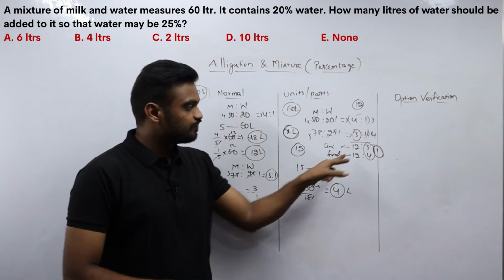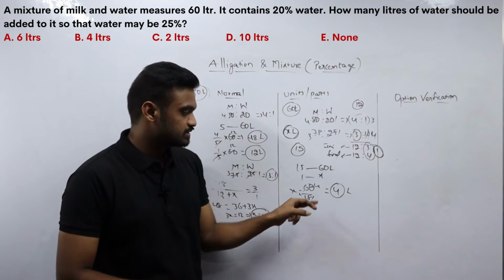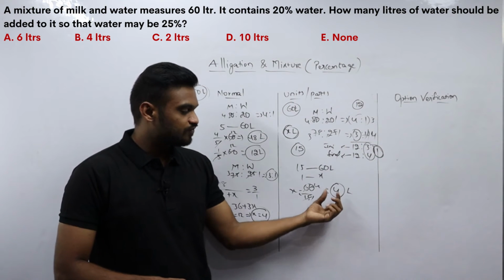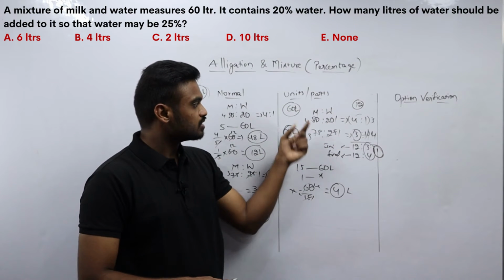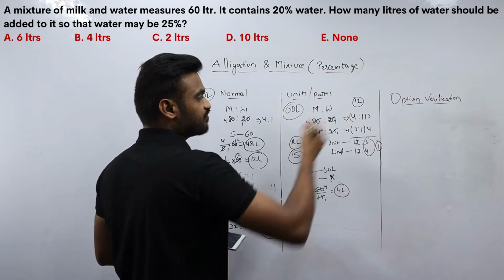Okay, we already know 15 parts is equal to 60 liters of mixture. Now what is the value of one part? That is 60 by 15, that is only 4 liters of water. So if we add 4 liters of water to this 60 liters, I will get 25% water in this 60 liters. Okay. Now let's solve the same question using the option verification method.